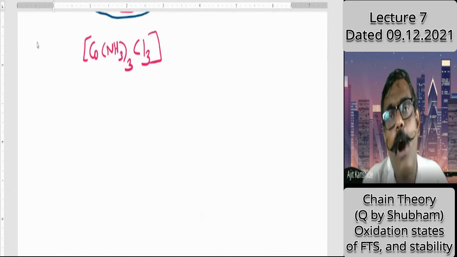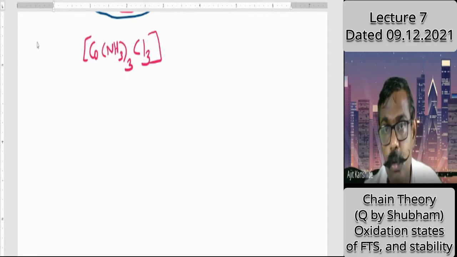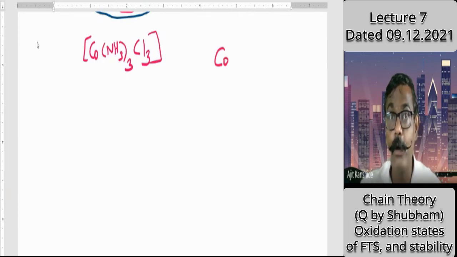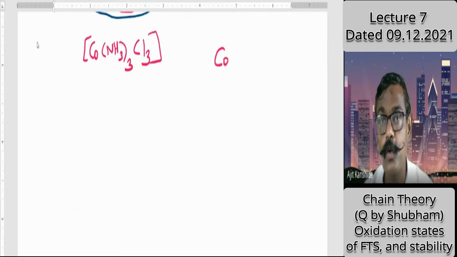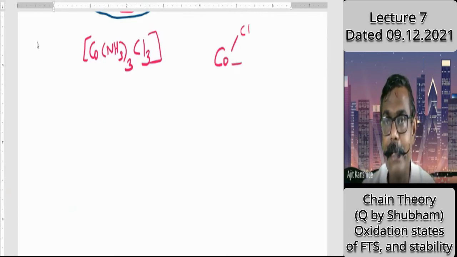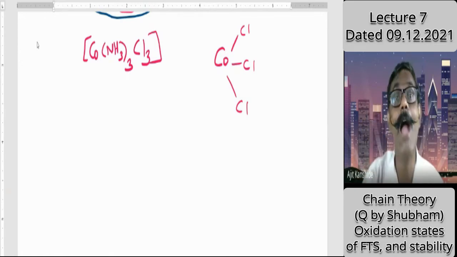CoCl3.3NH3. How many chlorides do they find outside? No chlorides. Zero. So as per their understanding, they considered cobalt at the center, so the chlorides are not ionizing. The chlorides are directly linked to cobalt. That should be their explanation as per chloride ion ionization.